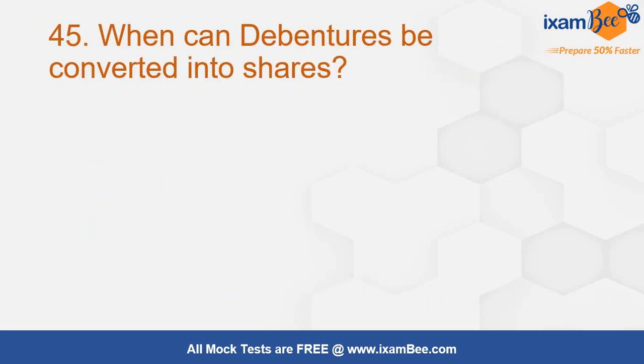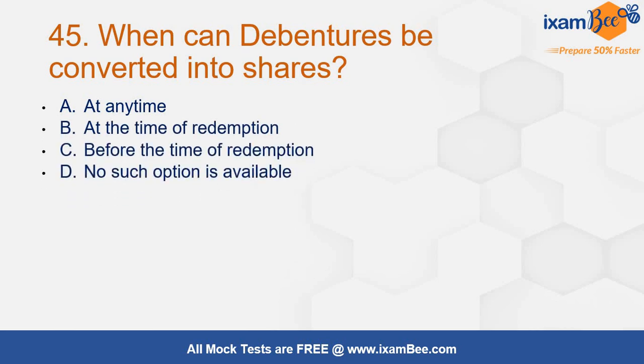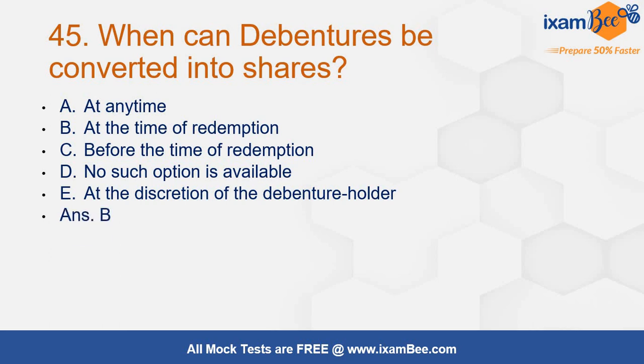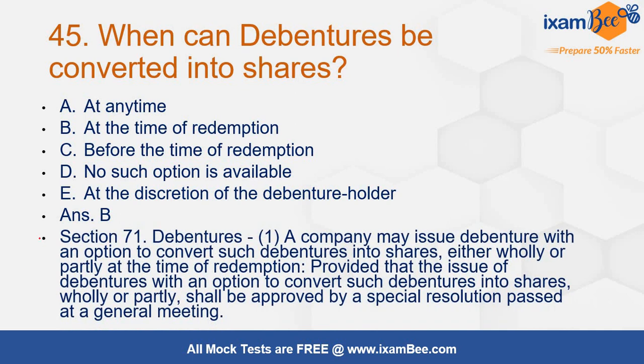When can debentures be converted into shares? At any time, at the time of redemption, before the time of redemption. There is no such option available that when a debenture can be converted into a share, at the discretion of the debenture holder. So the correct answer will be B, at the time of redemption. Section 71 of Companies Act talks about debentures. Again, a very important topic from company law.